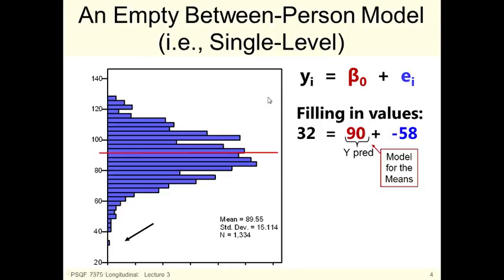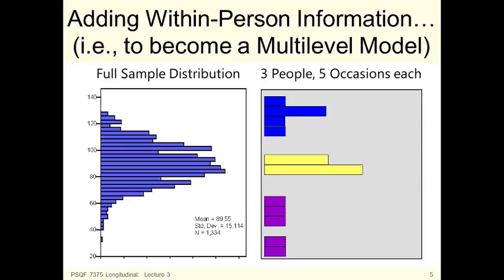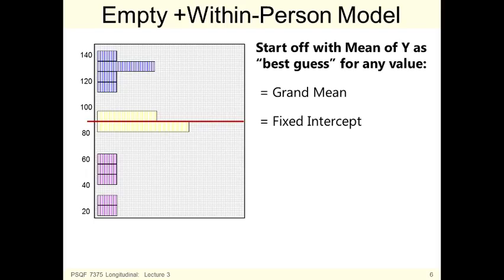Okay, so this is where we were last time. Empty between-person model, where if you don't know anything about a person, your best guess for their outcome is the mean itself. But now let's change the story. Let's say that instead of having one occasion per person, we have 5 occasions per person. I've taken 3 people's data out of that histogram and highlighted them. So we've got a blue person, a yellow person, and a purple person. Let's say that this is a longitudinal sample. In other words, we've got to extend our model from a general linear model to become some sort of multilevel model, which is more appropriate when we have multiple outcomes per sampling unit, such as multiple occasions per person.